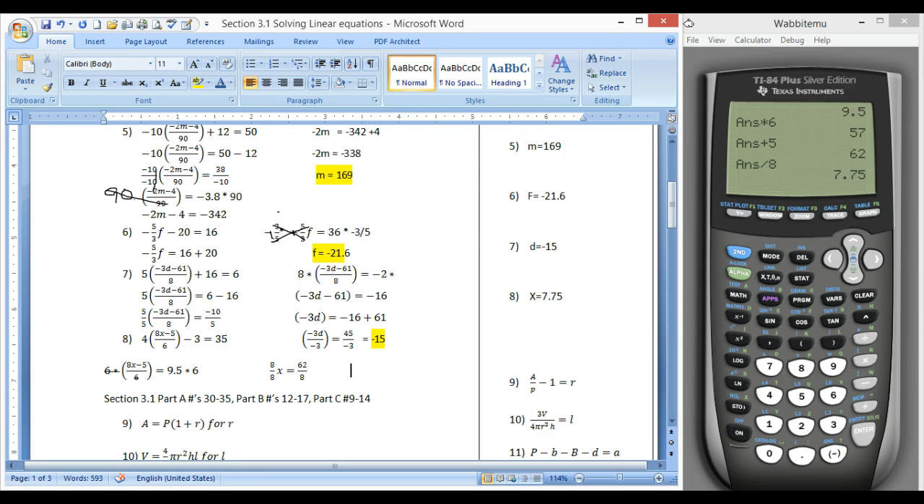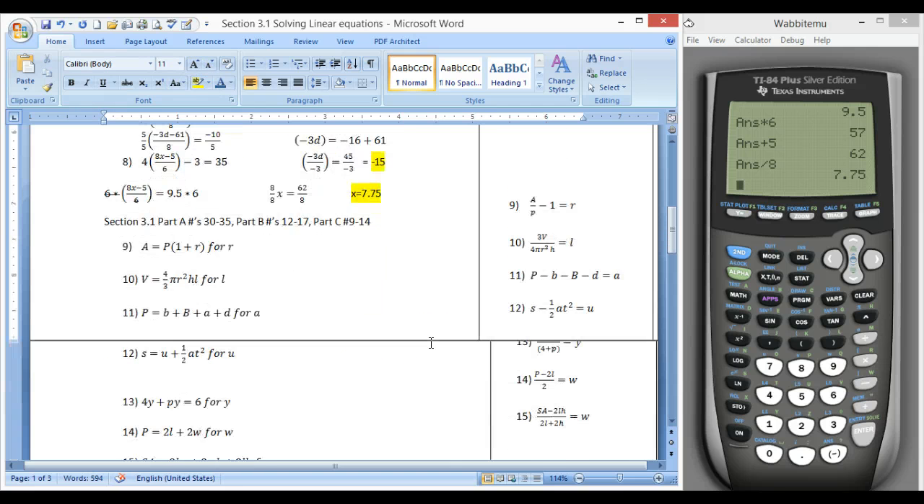X equals, so I'm going to come over a little bit for my next step. Normally I would be working down to make it nice, but I only have so much room on my paper, so this is just going to be kind of moving right. X equals 7.75. And highlight my answer.